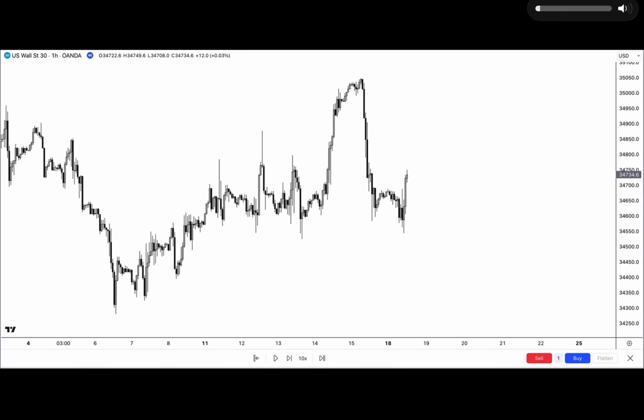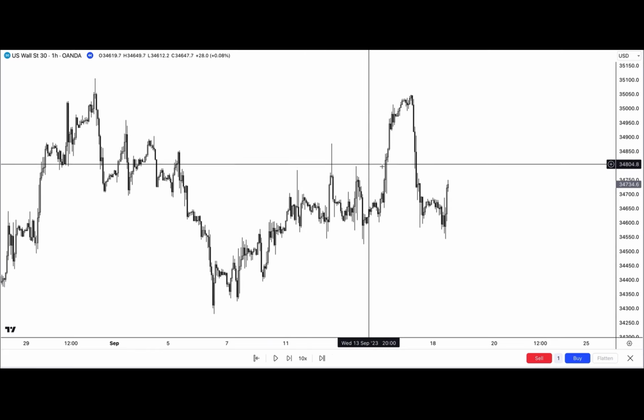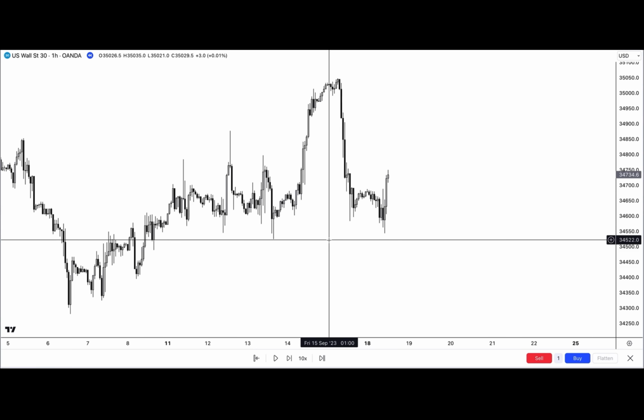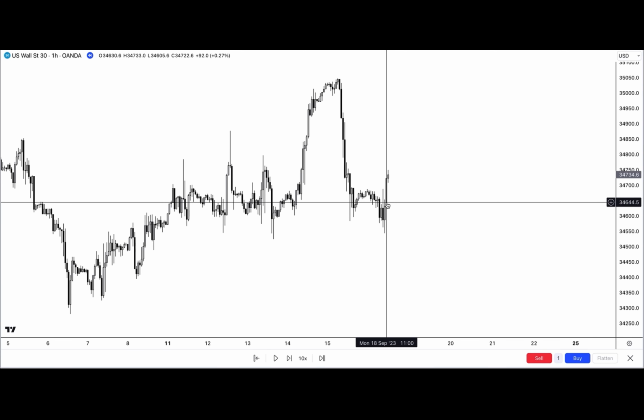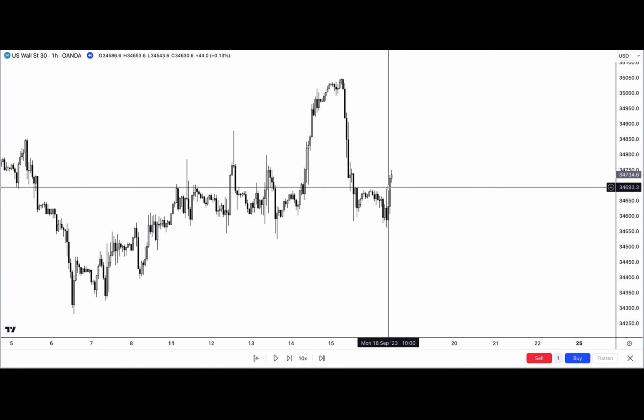I will be covering my US30 shorts I took and posted in the Discord. But yeah, let's get right into this. Starting off on the hourly, what do I see here? This is, by the way, Monday price action. So I've rewound it to around London close, to where I took the entry.